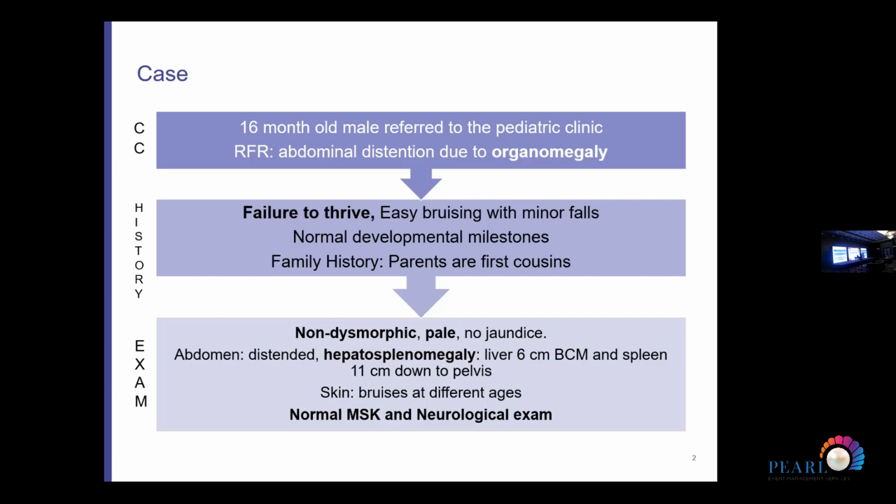In terms of family history, he's the first child for parents who are first-degree cousins. When you examine this child, you find that he is non-dysmorphic. He looks pale, not jaundiced. His abdomen is significantly distended, and you confirm the hepatosplenomegaly with a liver of 6 centimeters below the costal margin and spleen of 11 centimeters down to the pelvis. On skin exam, you appreciate the bruises at different ages, and you confirm that he has a normal musculoskeletal and neurological examination.